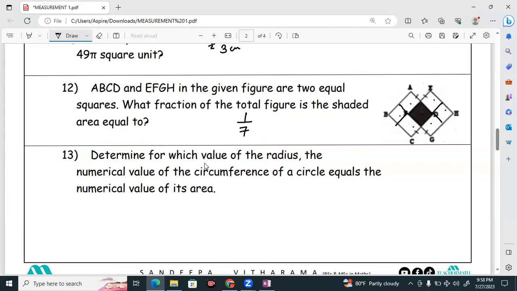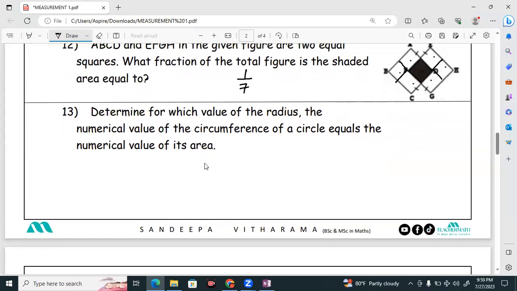Determine for which value of the radius the numerical value of the circumference of a circle equals the numerical value of its area.